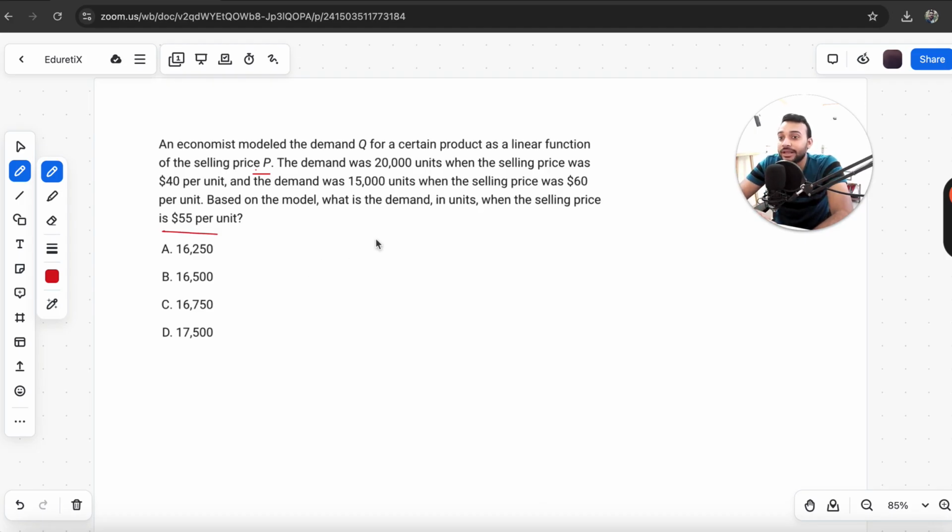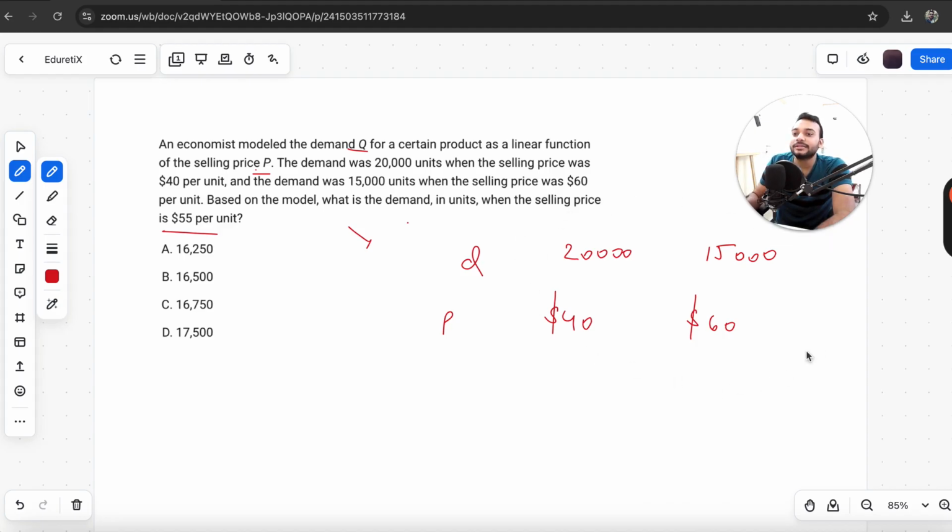In the usual case, while doing this manually using the linear equations concepts, you would first formulate the equation, then you would put in the value of P as $55, and then try to find out the value of Q, the demand. Let's do this using DESMOS. How do we do it? We have 2 points given. Q is the y coordinate, P is the x coordinate. Q is given to be 20,000 when P is $40, and Q is given to be 15,000 when P is $60. So these 2 points are given to us. From these 2 points, can we form the line on DESMOS? That's the question. Let's check.